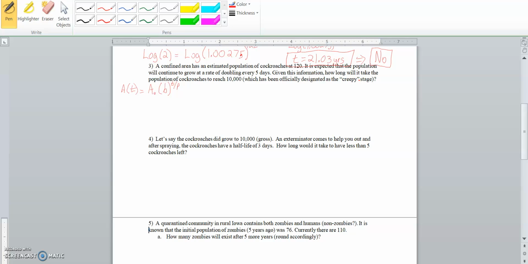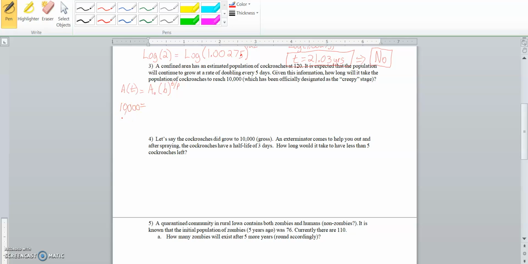P is the rate at which it's doing its doubling or halving. So it's saying it's doubling every 5 days. So P in this case is going to be a 5. So if we plug all that information in, we actually know our ending, 10,000.